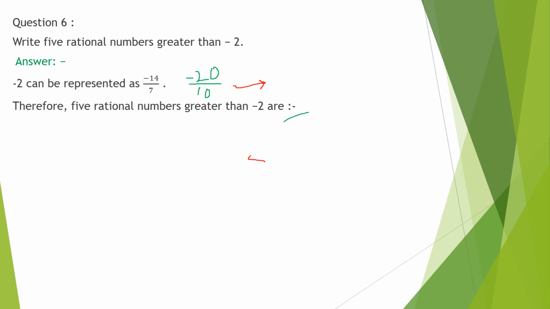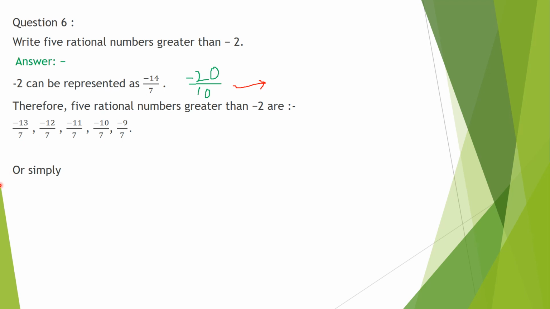Similarly, the other way is, if you have taken it to be minus 14 upon 7, the numbers greater than minus 14 by 7 are, in counting, which is smaller because it is negative. So it would be minus 13, minus 12 upon 7, minus 11 upon 7, minus 10 upon 7, and minus 9 upon 7. Because these numbers are smaller than 14, but we are taking negative, so these numbers would be the greater number than this.